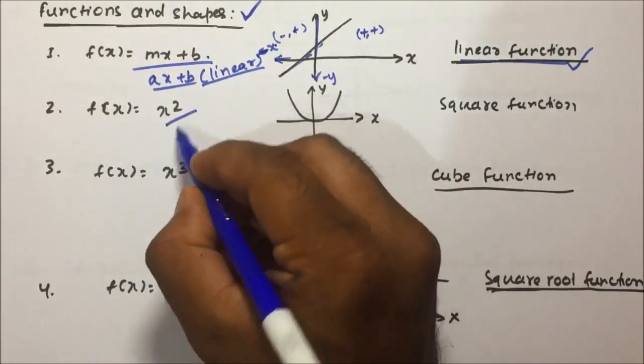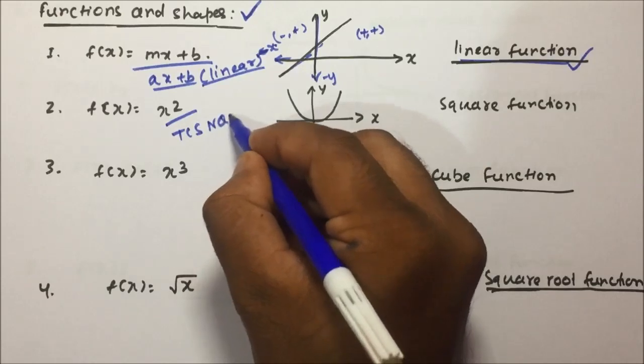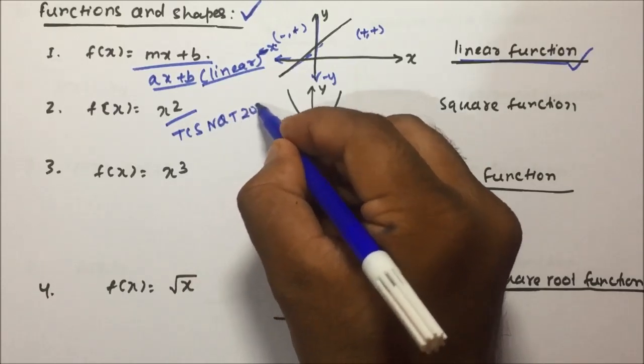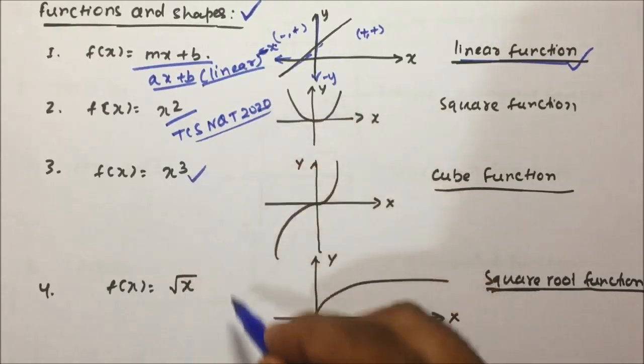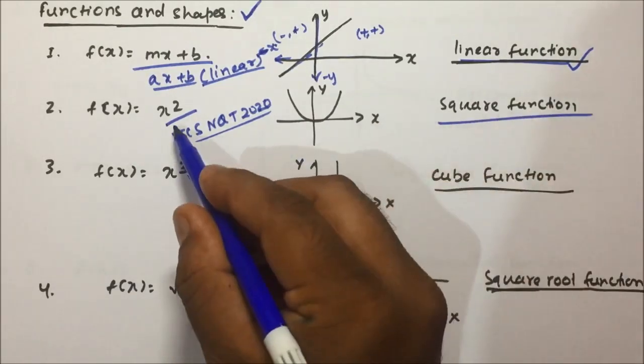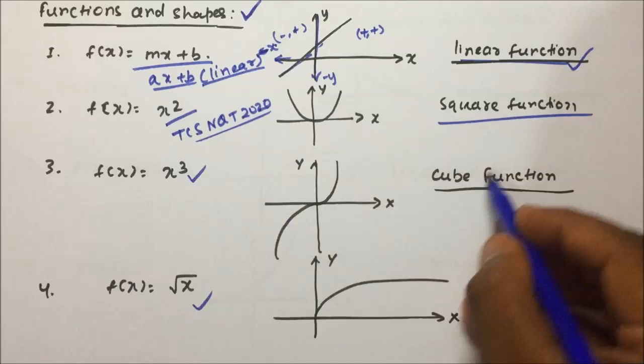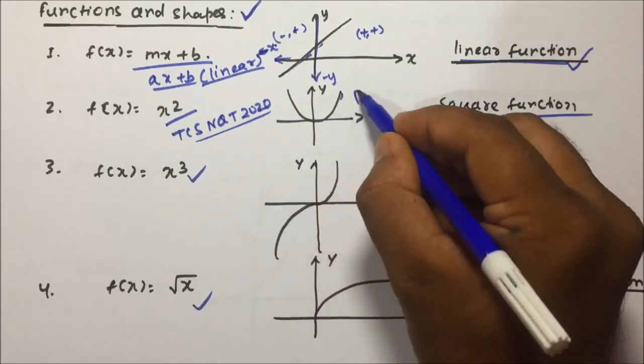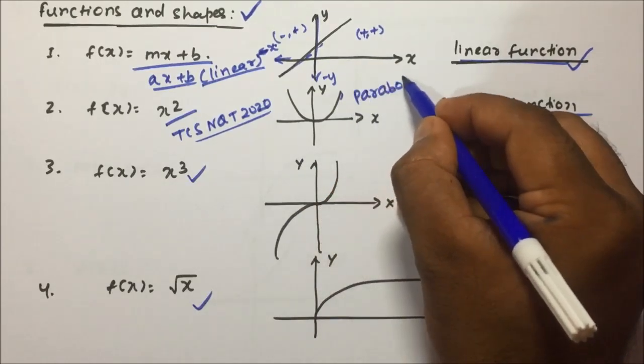Now f(x) is equal to x square. This has been asked in the TCS NQT 2020. So they may ask you this time x cube or square root of x. That is the only reason I have plotted all those things. So f(x) is equal to x square. Now this shape will be a parabola. This is also called parabola shape.